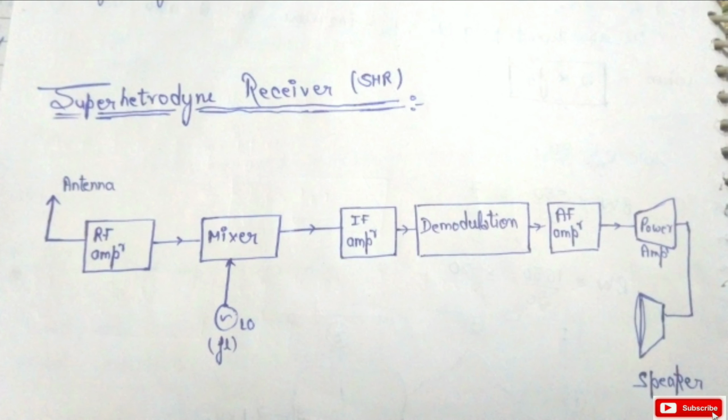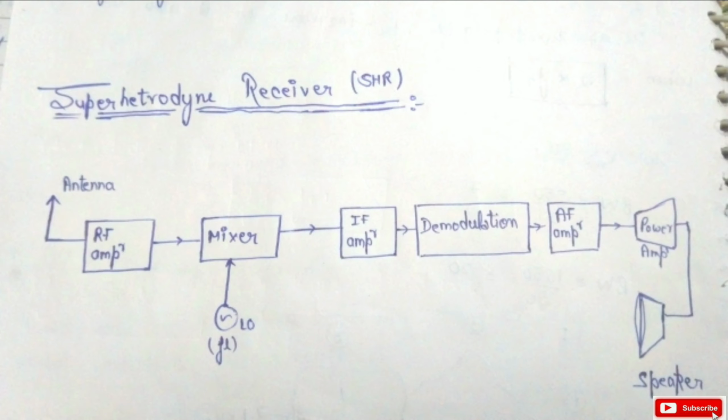Hello friends, in this video we will discuss the super heterodyne receiver. In the last video we discussed the tuned radio receiver and there is a problem at high frequency for the quality factor. To overcome that problem, we invented the super heterodyne receiver. It was invented by Armstrong in 1918 during World War I because there was a need to communicate from one country to another country.